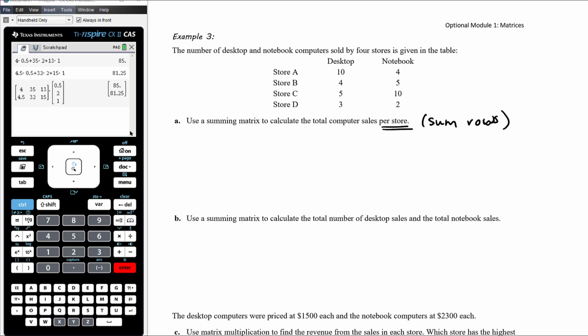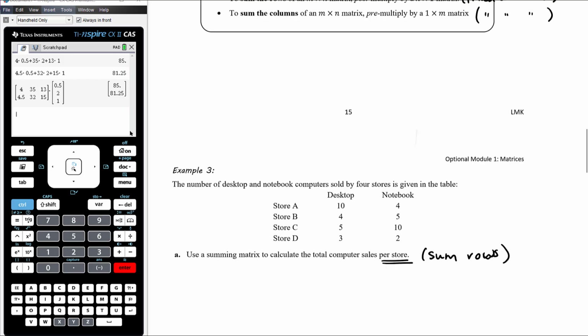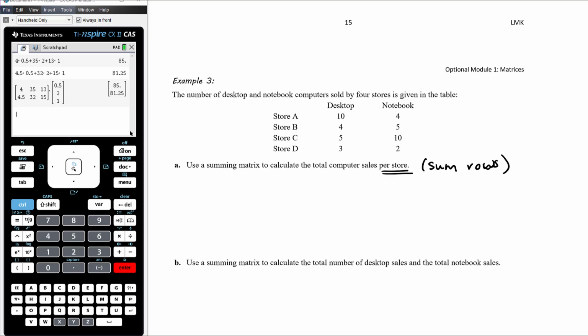So when we want to sum the rows, let's go back up to here. We need to use an n by 1 matrix, so we need to use a column matrix, and we're going to post multiply by that column matrix. So our original matrix of the store data is 10, 4, 4, 5, 5, 10, and 3, 2. This is store A, B, C, and D, and this is desktops and notebooks.